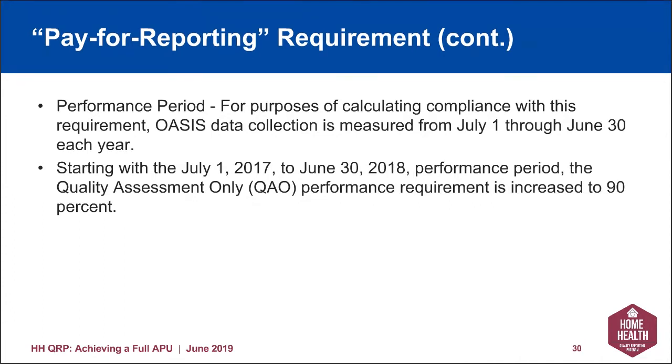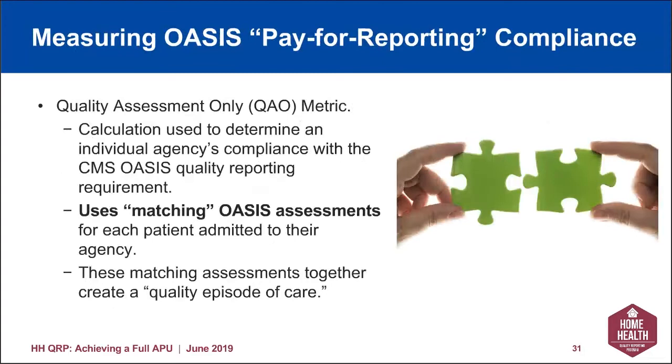For purposes of calculating compliance with the requirement, OASIS data collection is measured from July 1st through June 30th each year, and we call that the performance period. Starting with the July 1st, 2017 to June 30th, 2018 performance period, the quality assessment only, or the QAO performance requirement, is increased to 90%.